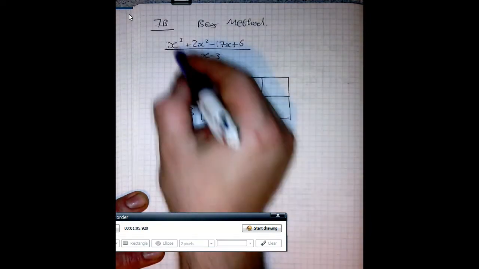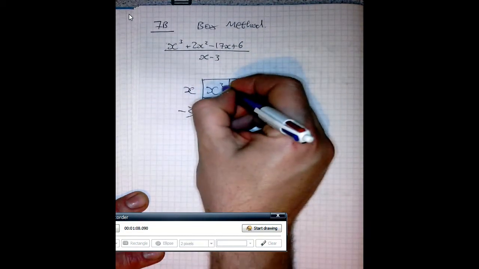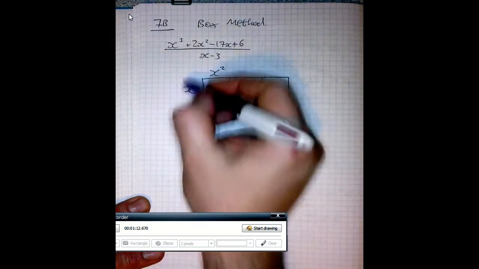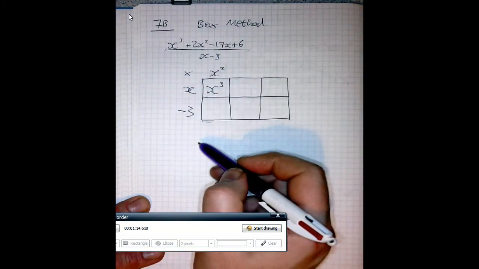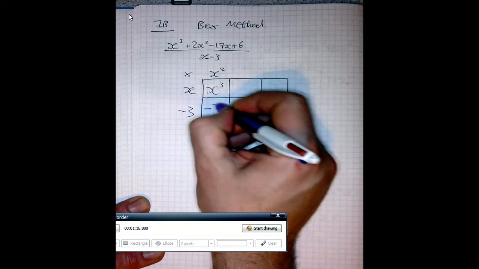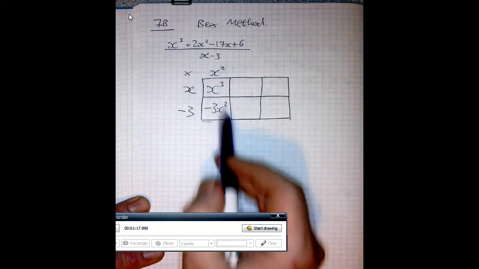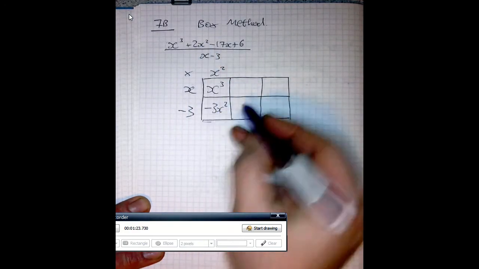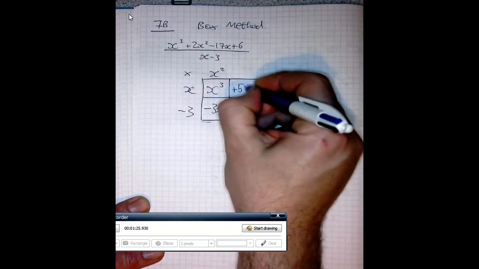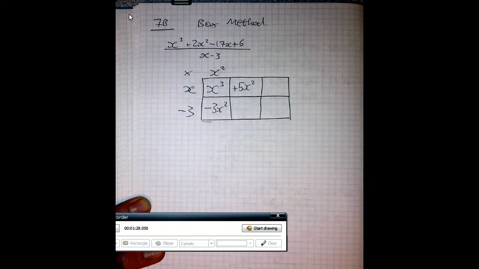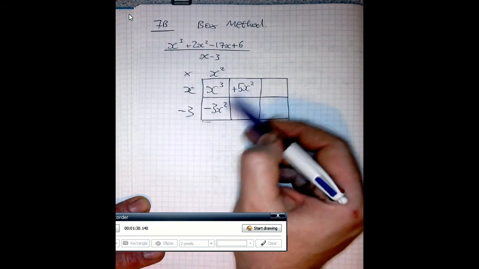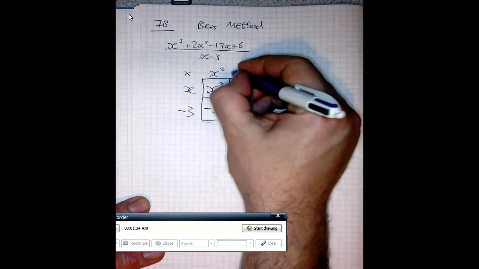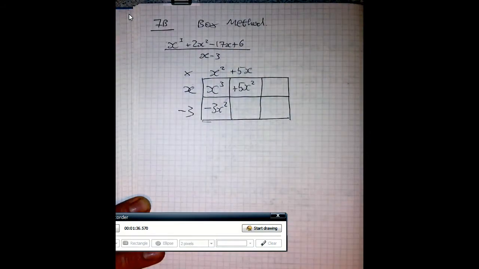Now let's just put in the x cubed. That means that must be x squared, because remember this is a multiplication grid. That means that must be minus 3x squared. But I don't want minus 3x squared, I need 2x squared in total, so I'm going to fix that by adding on 5x squared. Now I've got my positive 2x squared. That means this must have been positive 5x.